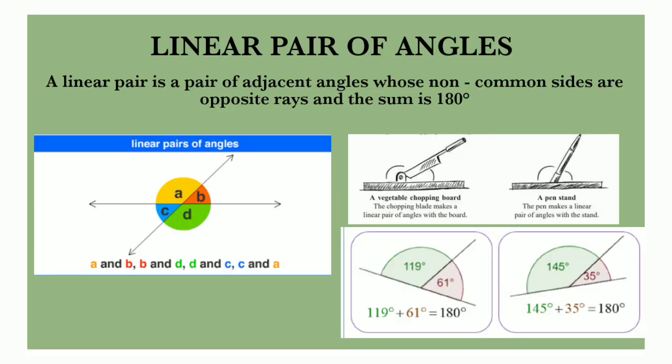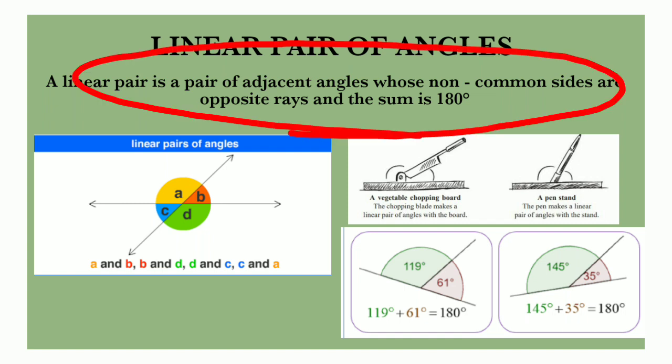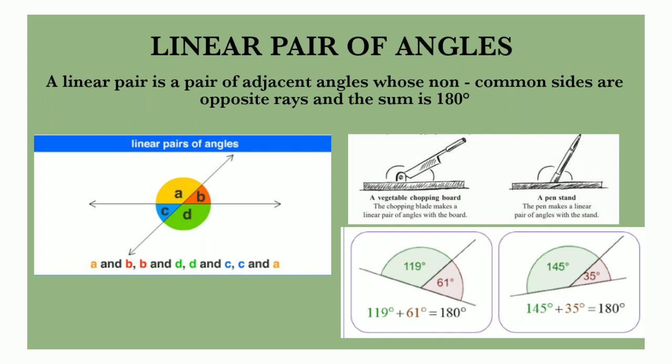Okay, the next pair of angles is linear pair of angles. Very important concept. What is a linear pair? A linear pair is a pair of adjacent angles whose non-common sides are opposite rays and whose sum is 180 degrees. See the figure. Here we have an angle A and angle B. Here the sum of angle A and angle B is equal to 180 degrees. And also here the non-common sides are opposite rays. So here angle A and angle C are also two angles that form a linear pair, and the sum of angle A and C is 180 degrees, C and D 180 degrees, D and B is also 180 degrees.